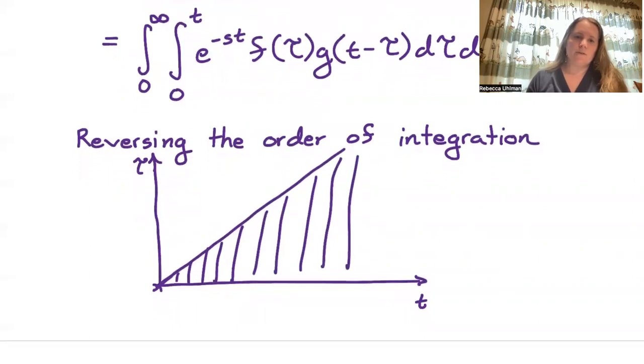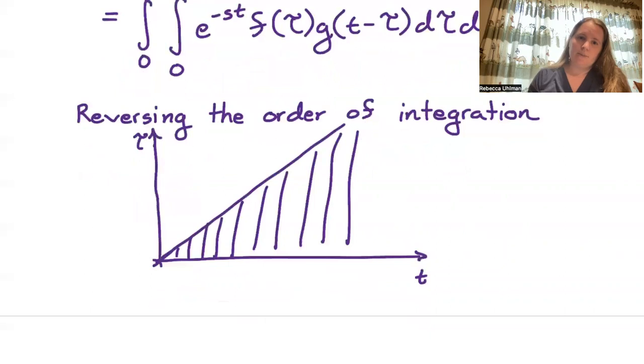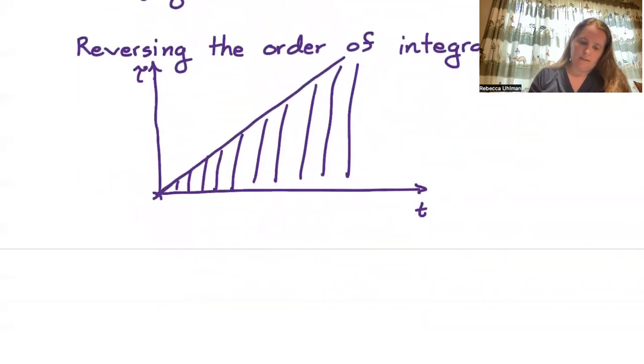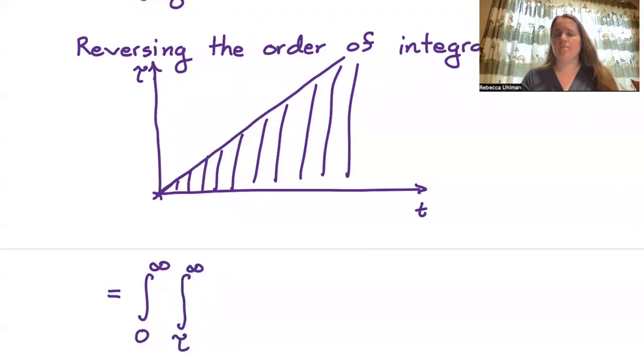So if we reverse the order of integration, if we do tau as our outside and t as our inside, this becomes the definite integral from 0 to infinity for tau. But now t will run from tau to infinity, since we're looking to the right, not the left. I need to update my screen, I apologize. So again, if we let tau run from 0 to infinity, our t then will be running from tau on to infinity instead of from 0 to tau.